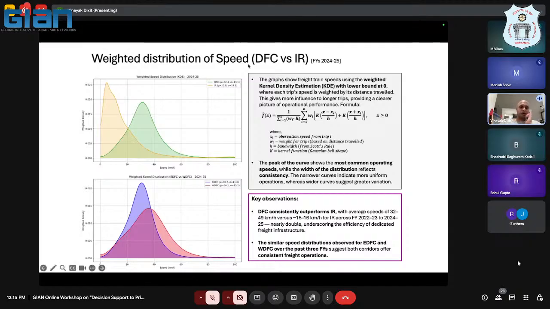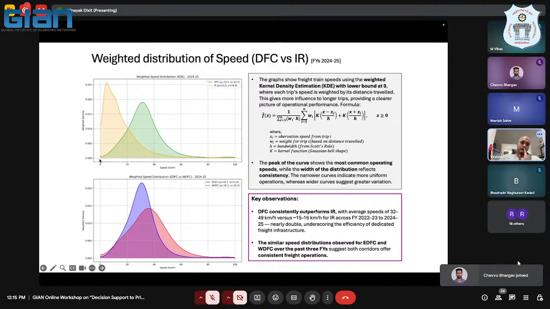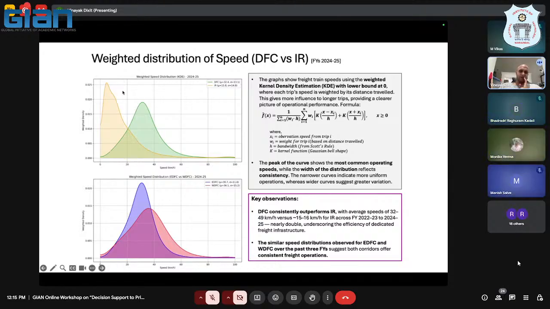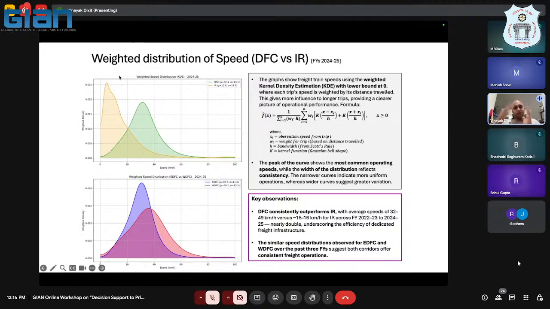So what you can find is, let's try to look at. So this is part of the diagnostics, right? What we find is that the average speeds on the DFC, which is green, is higher, close to around 32 kilometers per hour for 24-25. And this one, the mode is there, but the average is around 18 because it's got a heavy tail also, 15 to 18 kilometers per hour. And the standard deviation is also very large.